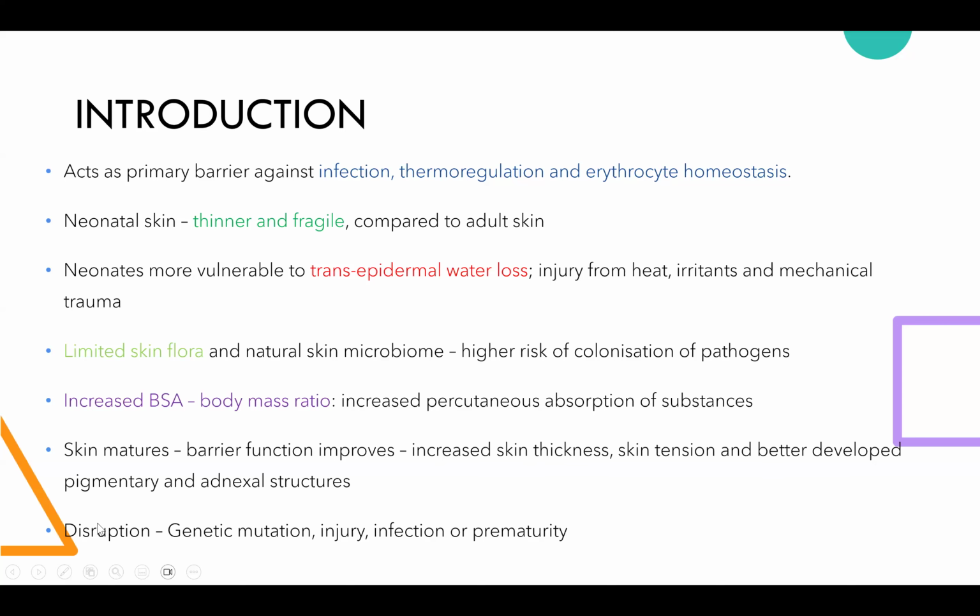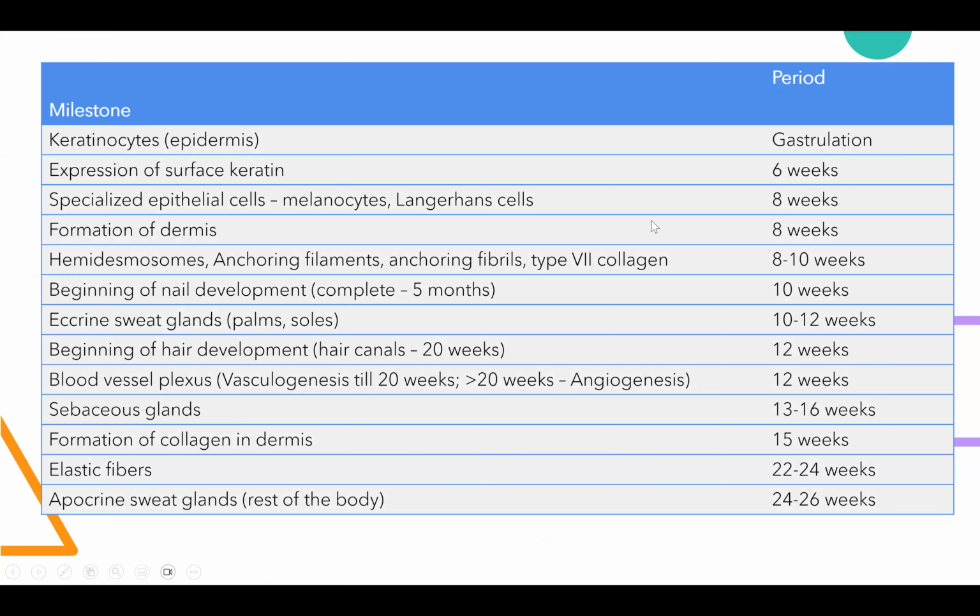So disruption of the skin can be due to a genetic mutation or injury. It can be a chemical injury, physical injury, or biological injury, infection, or it can be due to prematurity. So this is the developmental milestone of skin at a glance.